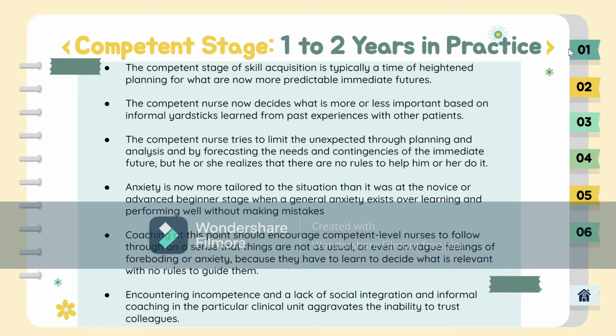Next is the competent stage, or 1 to 2 years in practice. The competent stage of skill acquisition is typically a time of heightened planning for what are now more predictable immediate futures. The competent nurse now decides what is more or less important based on informal yardsticks learned from past experiences with other patients. The competent nurse tries to limit the unexpected through planning and analysis and by forecasting the needs and contingencies of the immediate future.